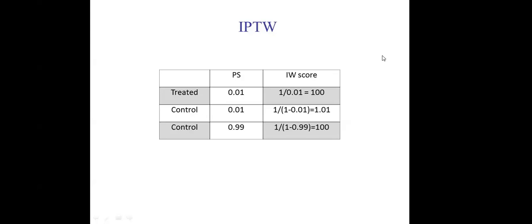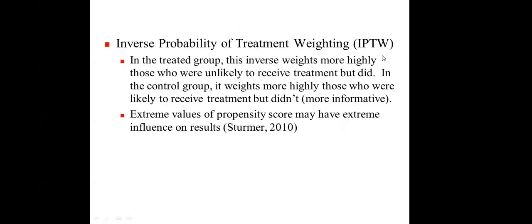So again, this is a very different way from what I've previously done. In the treated group, the inverse weights more highly those who were unlikely to receive treatment, but did. And in the control group, it weights more highly those who were likely to receive treatment, but didn't. And they say that makes a more informative balance of matching. Again, we're not matching people with similar scores who got treated and didn't, which is what normal propensity matching is. We're flipping it around and saying, let's look at those who have unusual assignments and see how they compare, instead of those who get the predicted assignment, because they weren't likely to get it in the first place, or they were likely.